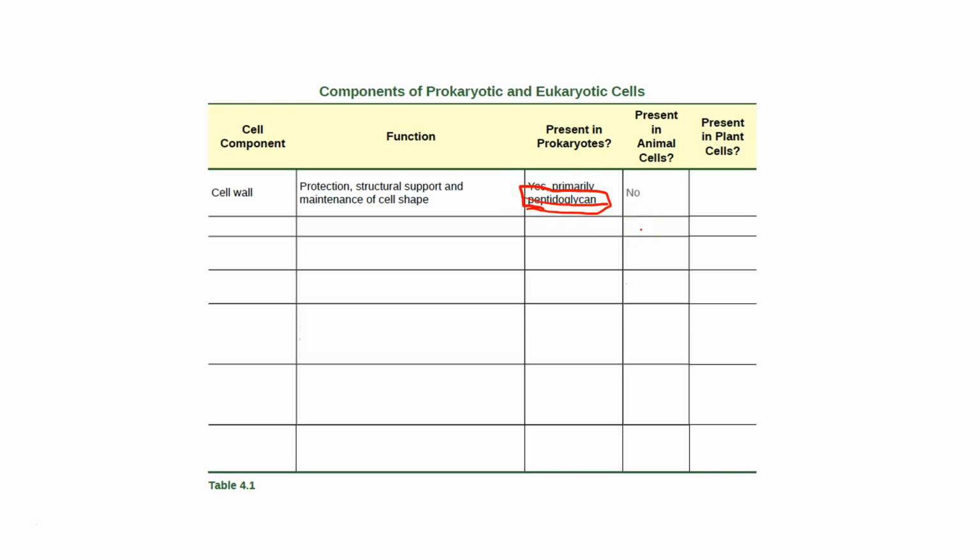It is not found in animal cells. It is found in plant cells, and you should know that that is made out of cellulose fibers. But you don't need to know that it's peptidoglycan in prokaryotes.